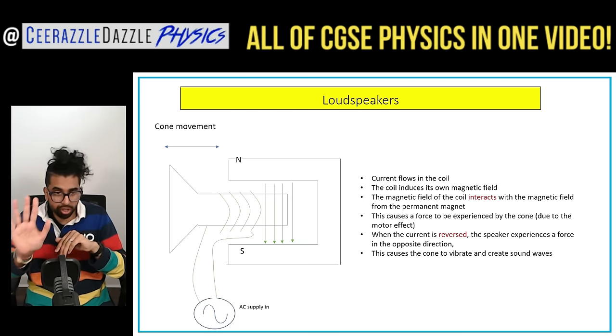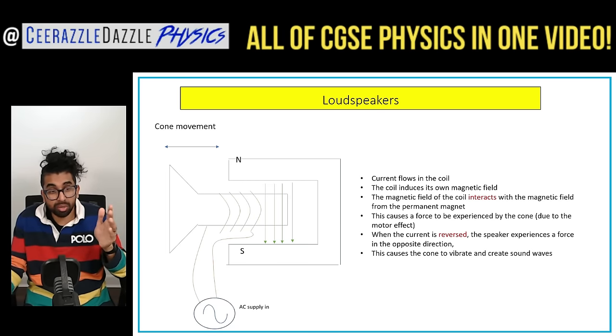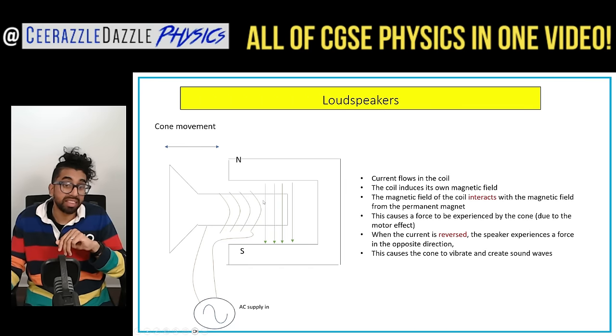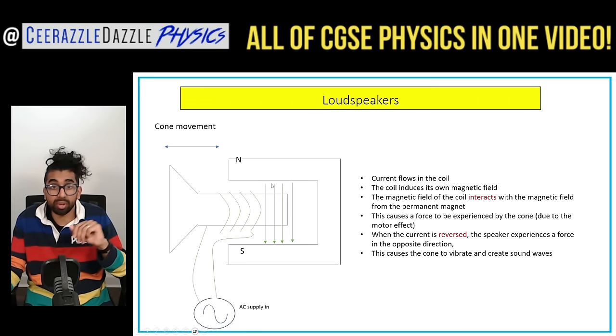Don't forget it's a loudspeaker, it should pulse. So in order to move the cone back inwards, all you've got to do is simply reverse the direction of the current and therefore it will experience a force in the opposite direction and therefore it moves back in. That's the reason why you have the AC supply for a loudspeaker.